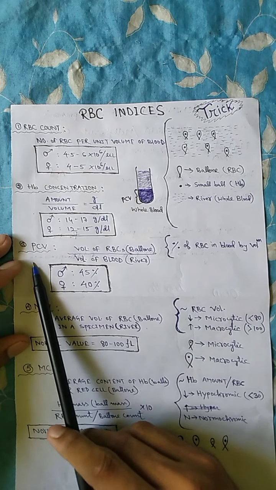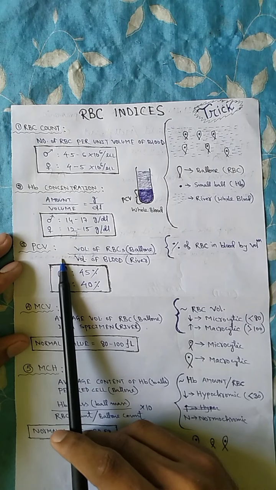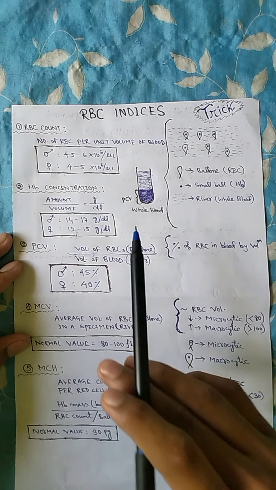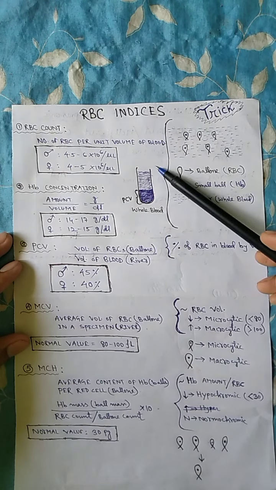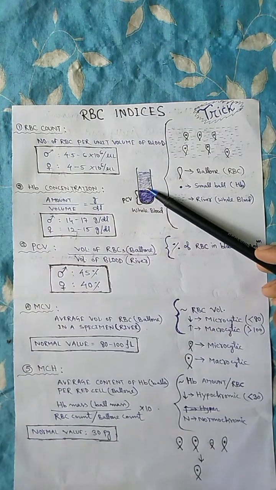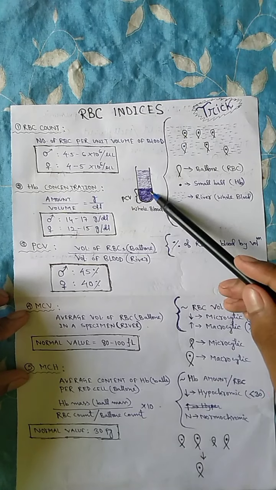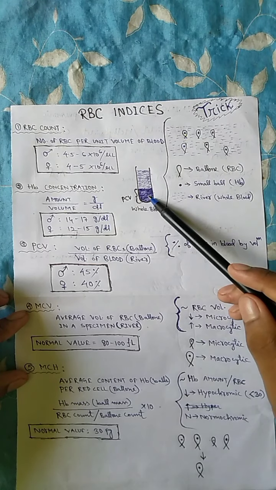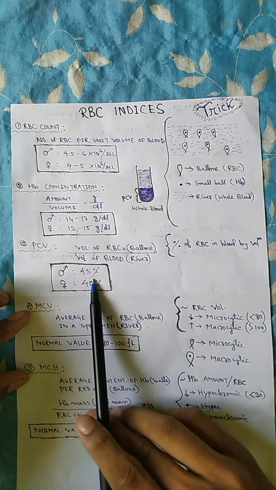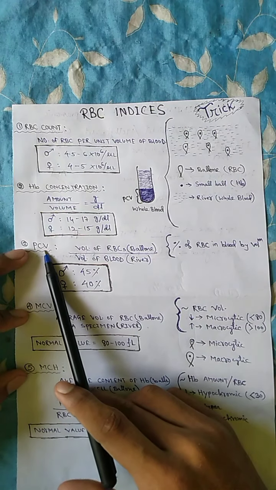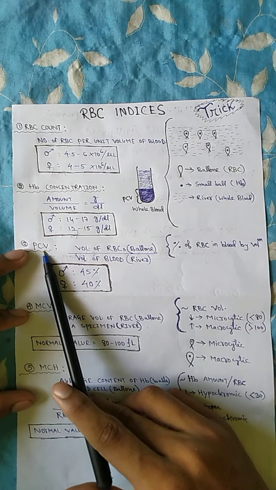Now PCV, packed cell volume. That means a package of cells, and what will be the cells? RBC. So a package of RBC. This is the centrifugation of blood, and this portion is our PCV. That means packed RBC, and this volume out of the whole blood will be our PCV. For normal male 45% and female 40%. This simply signifies the percentage of RBC in the whole blood.